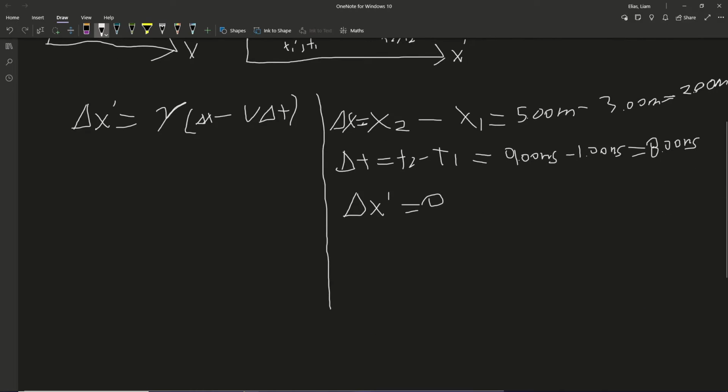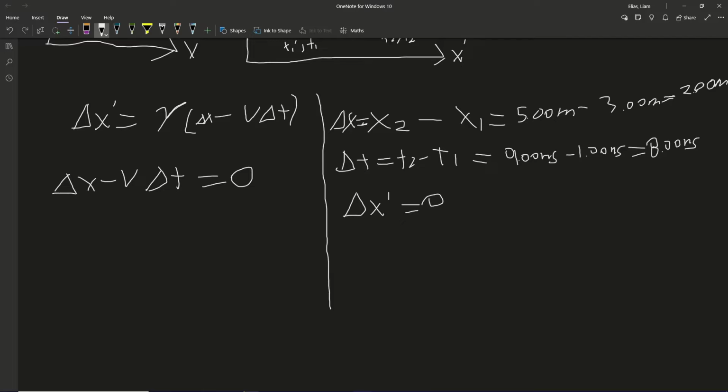From there, we can say that if delta x prime equals 0, then this expression must equal 0. If this expression equals 0, lambda cannot equal 0, just by definition. So that means everything in here has to equal 0: delta x minus v times delta t. This has to equal 0 since lambda can't equal 0 for the total expression to equal 0. So delta x minus v times delta t equals 0.